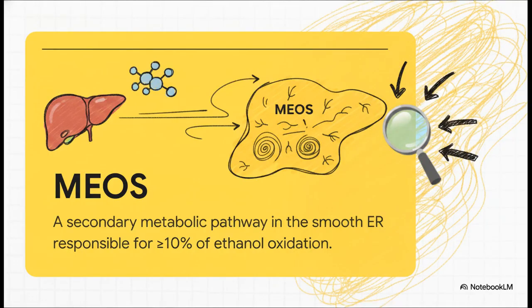Now, what's really fascinating here is the MEOS pathway. While ADH handles the bulk of ethanol metabolism under normal conditions, the microsomal ethanol oxidizing system, located in the smooth endoplasmic reticulum, acts as this crucial backup system. It kicks in specifically during heavy drinking to handle the massive excess ethanol load. In fact, at high blood alcohol concentrations, this secondary pathway is responsible for 10% or more of ethanol oxidation. It perfectly demonstrates the liver's incredible adaptive capacity to manage a systemic toxin.